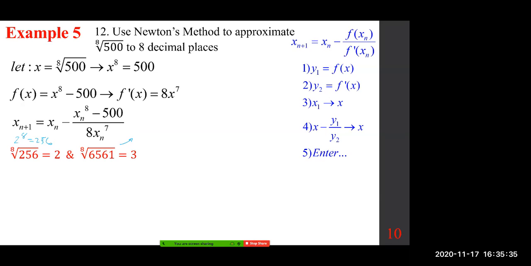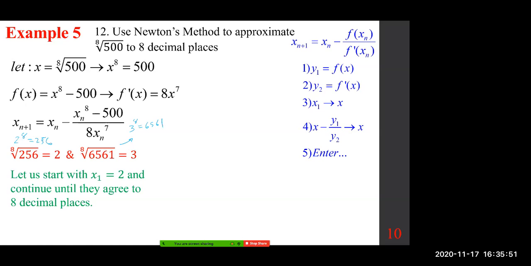And in this case, 3 to the power of 8 is 6,560. Okay, so having said that, let's go with 2 and do the math. So x sub 2 equals x sub 1, which is 2, minus x sub 1 to the power of 8, that means 2 to the power of 8 minus 500, 8 times 2 to the power of 7.